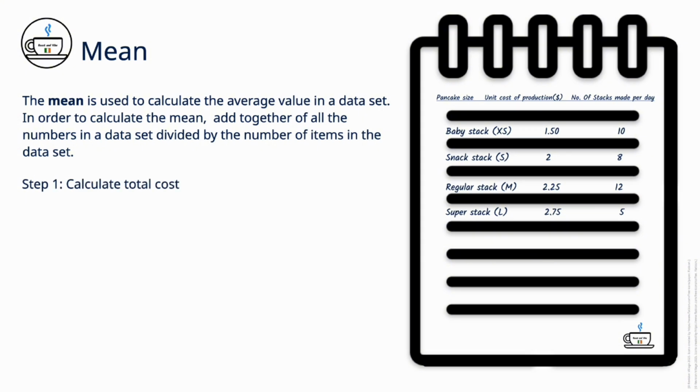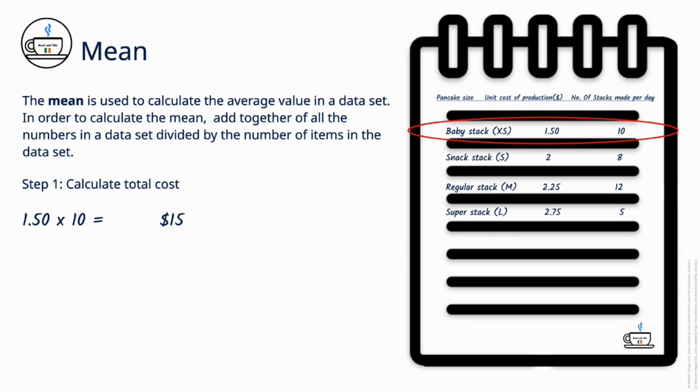Let's go through the calculation step by step. Step 1. Find the total cost for each pancake size. For the smallest pancake, the extra small or the baby stack, this means we must multiply the unit cost of production, which is $1.50, by the number of stacks made per day, which is 10. This equals a total cost for the baby stack of $15.